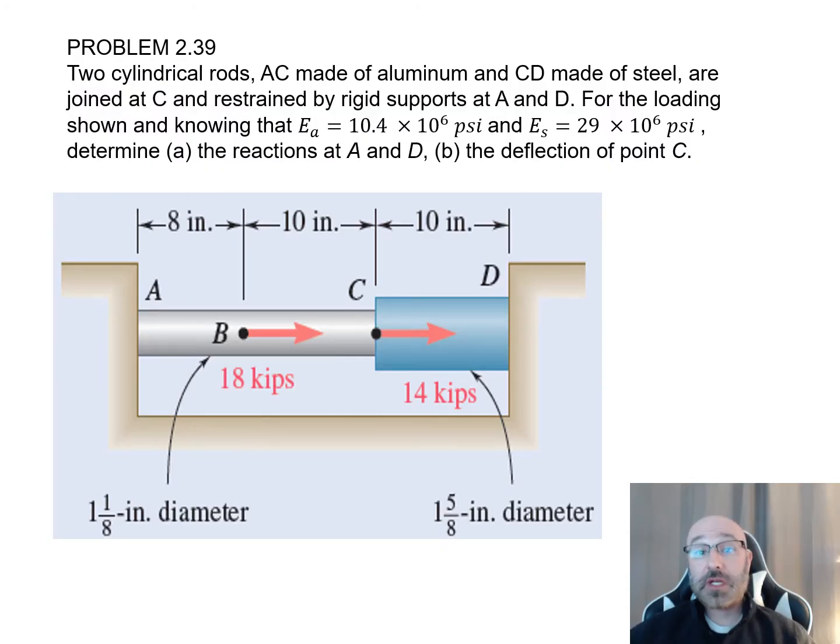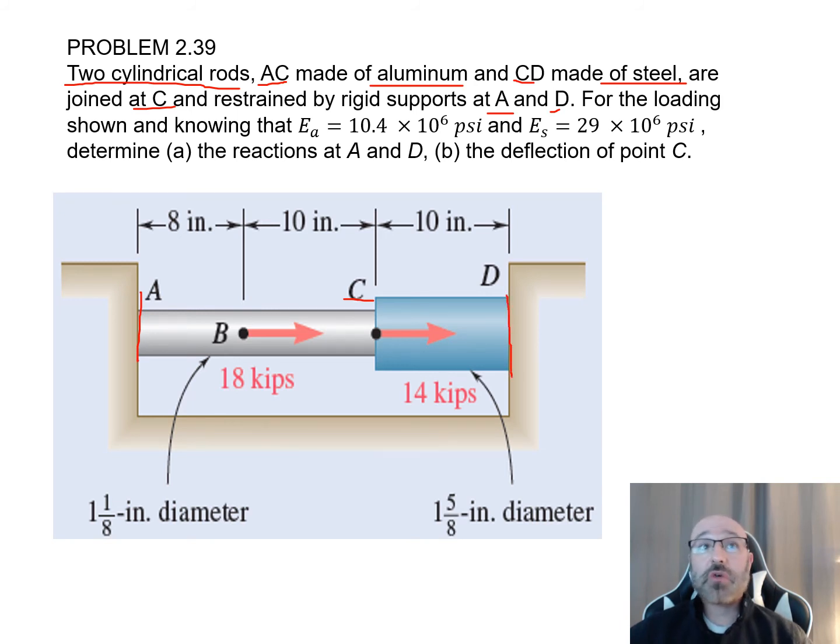Next, we're going to take a look at an example problem involving two cylindrical rods. So here in problem 2.39, we see we have two different rods. We have rod AC, which is made of aluminum, and rod CD, which is made of steel. So up to this point, we've really seen only a uniform material throughout. So now we're going to introduce two different materials. These two different rods of steel and aluminum are going to be joined together at point C, and are restrained by rigid supports at A and D. So it's rigidly connected at A and at D.